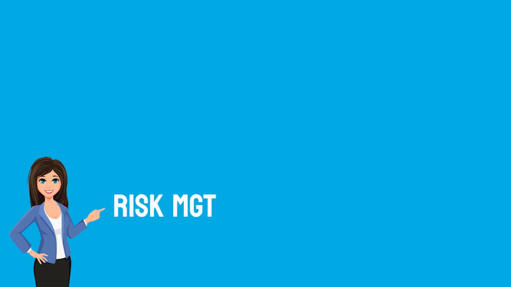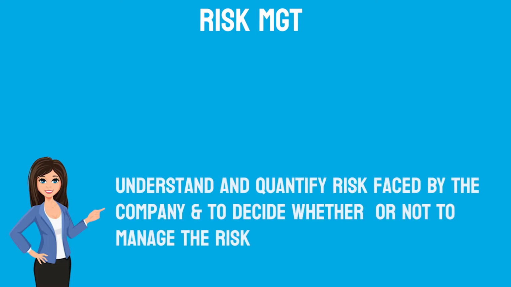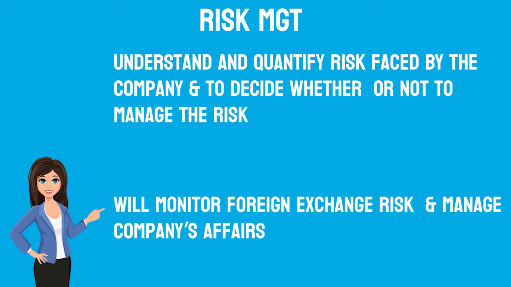Next is risk management. It's a second function of Treasury Department. This function involves that is, we have to understand and we have to quantify the risk faced by the company, and we have to decide whether or not to manage the risk. So here this treasury section will monitor foreign exchange rates frequently and try to manage the company's affairs so it reduces losses due to the changes in foreign exchange rates.